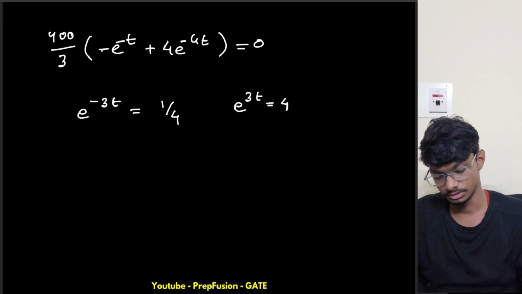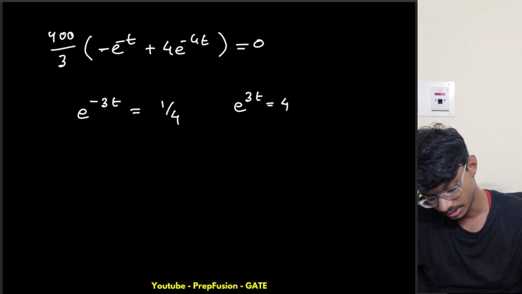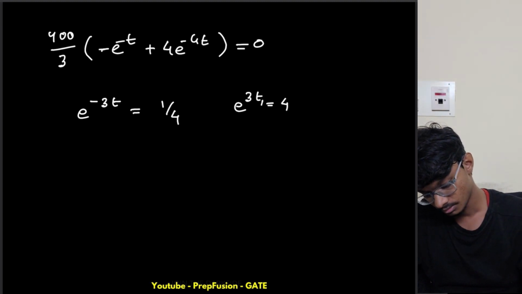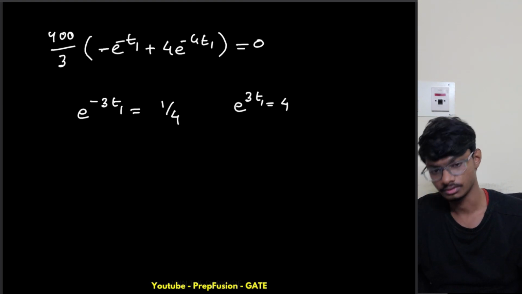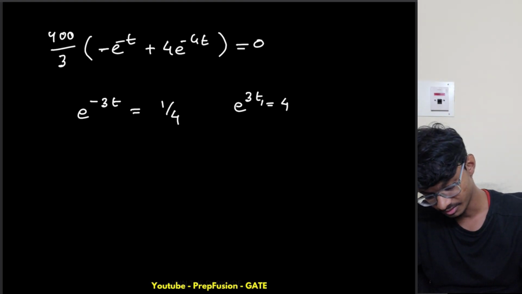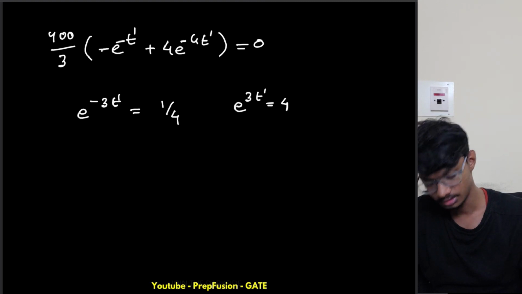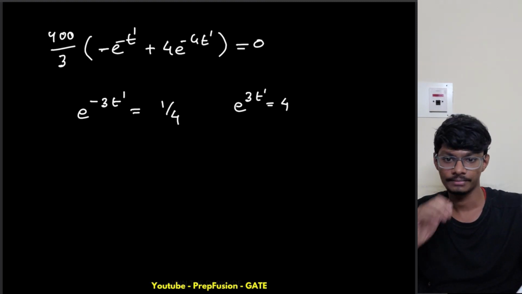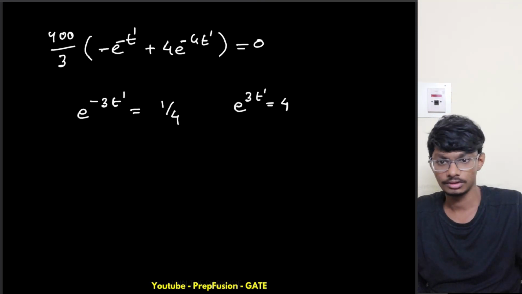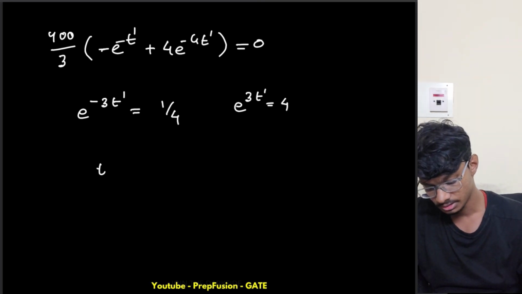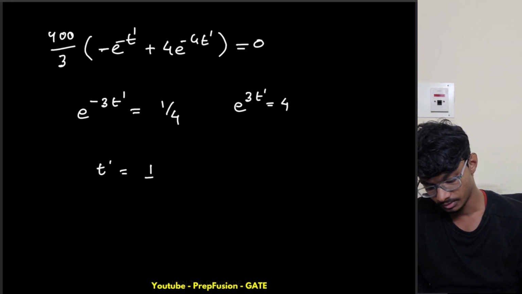So this is t dash. Again I wrote it wrong; this is not t1, it is t dash. Now what is the value of t dash? t dash is 1 by 3 ln 4.